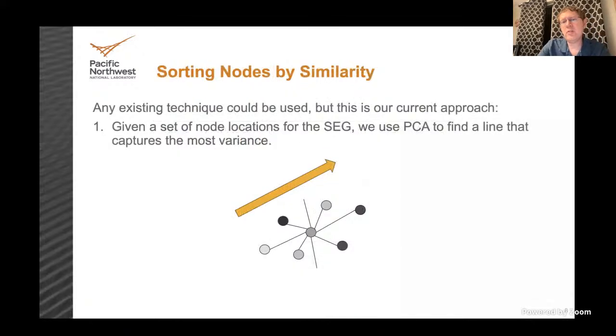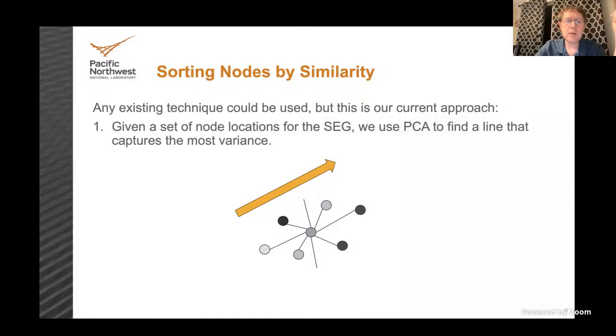So once you have your structurally equivalent groups, you then also have to have some sort of scheme for sorting these nodes by their similarity. And there are actually a lot of different possible techniques for this. We have one that worked well for our needs, so we present that in the paper.